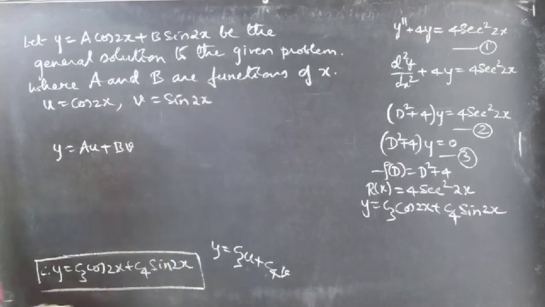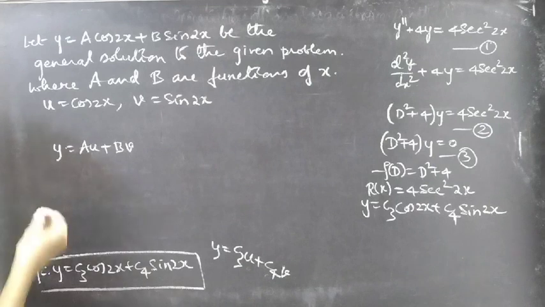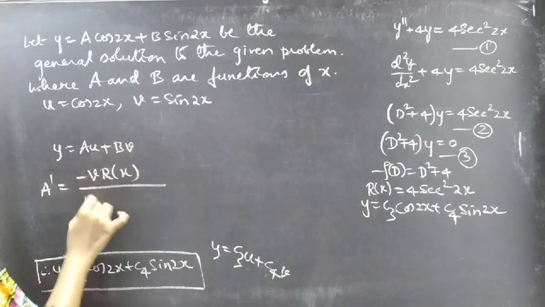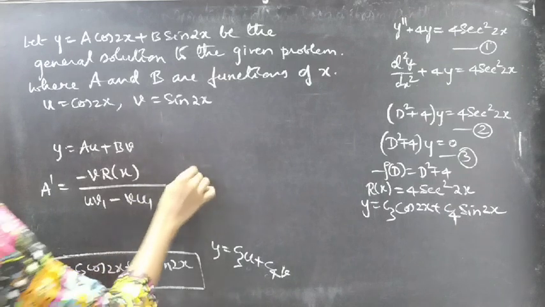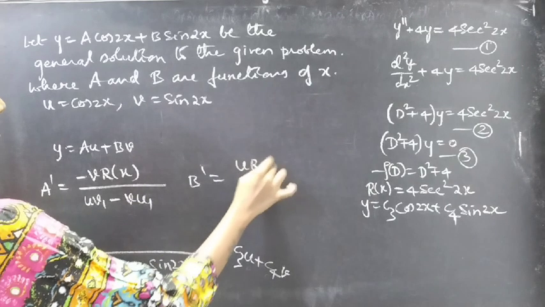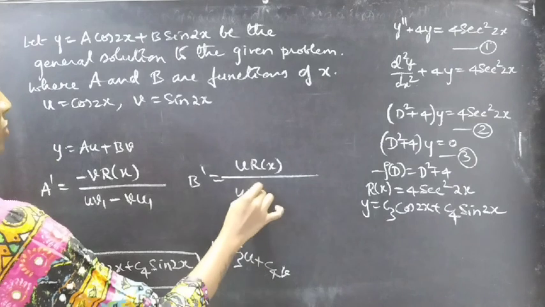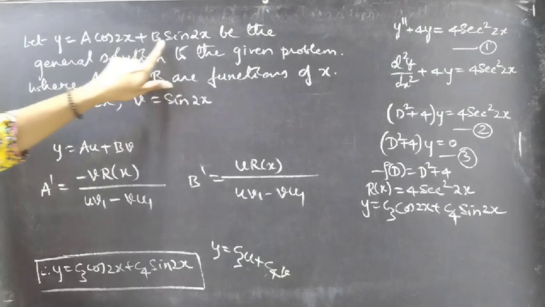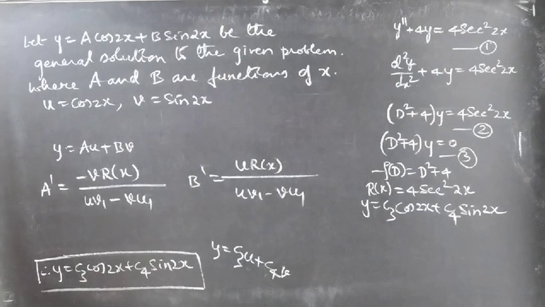And here we'll find a and b using the formula. We'll get a from a dash and b from b dash, where a dash is given by minus v into r of x by uv1 minus vu1, and b dash is given by u into r of x by uv1 minus vu1. If you notice, we have uv1 minus vu1 in both formulas, so we'll begin with uv1 minus vu1 and later find a dash, a, b dash, b, and finally substitute a and b in y equal to a cos 2x plus b sin 2x to find the general solution to our problem.